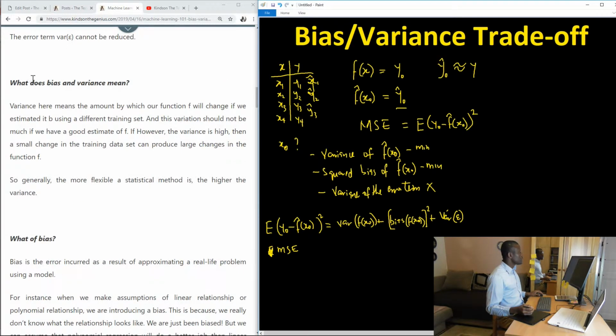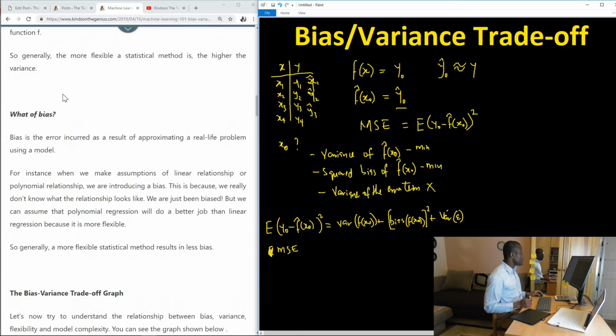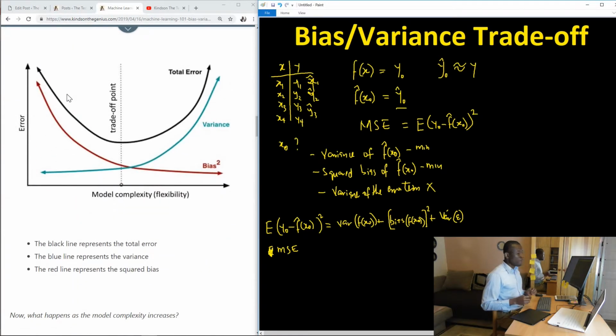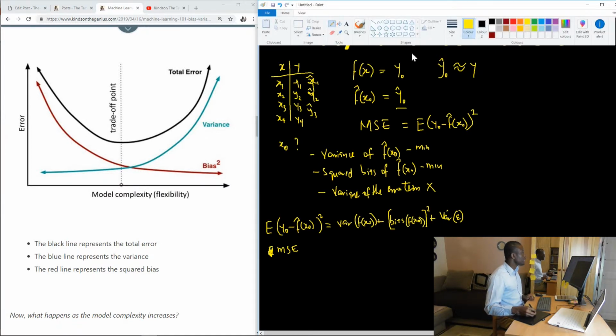So let's examine what the graph says. Besides, I have a beautiful explanation of the meaning of the bias as well as the meaning of the variance, and so you can read it up. But now I want to examine what happens when you are reducing the bias, what effect it has on the variance, and what happens when you are reducing the variance, what effect it has on the bias. Now I'm going to use different colors. So for the total error we have black. The bias squared we have red, and the variance we have blue.